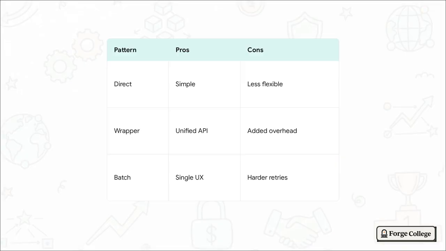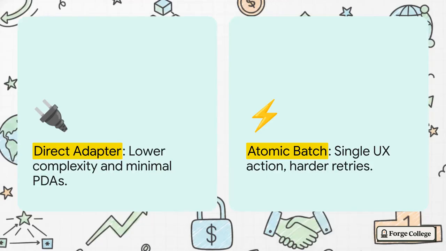costs might be. For instance, a direct adapter minimizes your PDA complexity. It's just simpler, fewer accounts to juggle. On the flip side, an atomic batch bundles multiple instructions into a single user action, creating a beautiful, seamless user experience. But that incredible UX comes at the direct cost of highly difficult retry semantics when transactions fail and potentially larger fee spikes. Your Capstone deliverable must explicitly cite which SDK functions or UI flows are impacted by these specific trade-offs.